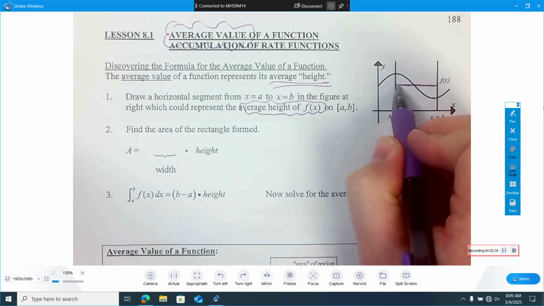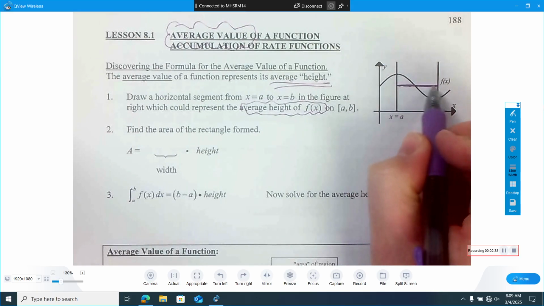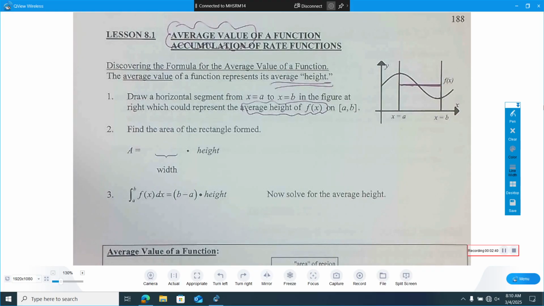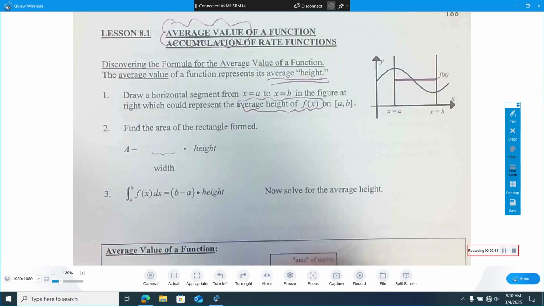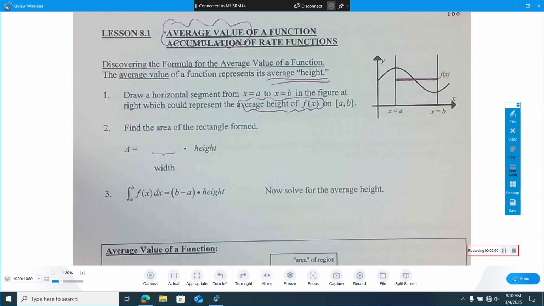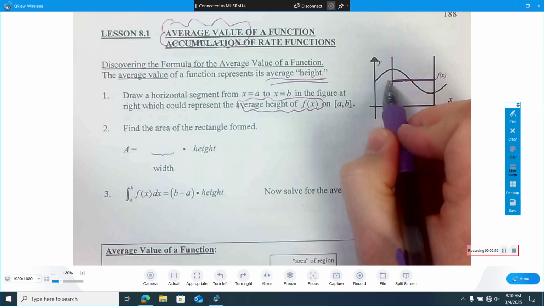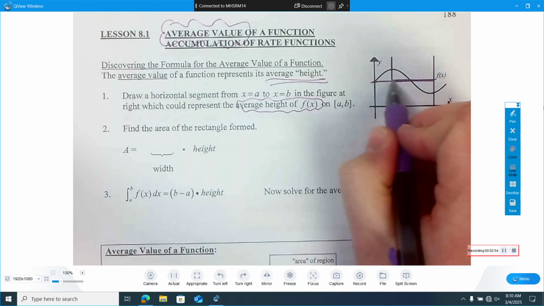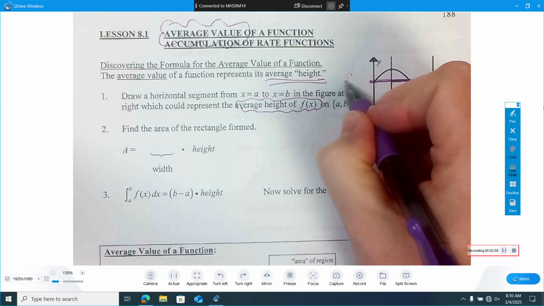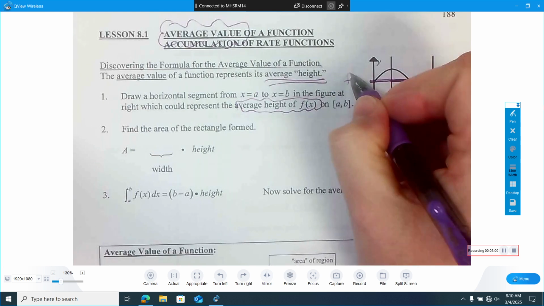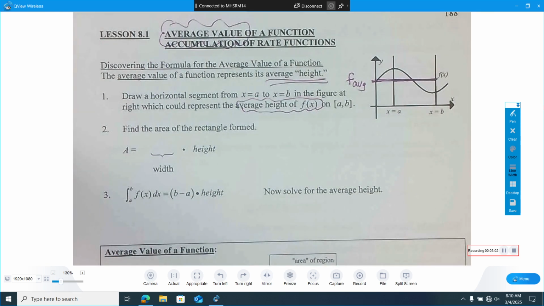Maybe about there. Splitting the difference, right? Isn't that what you do? So yeah, that's probably about the average height. Maybe I'm a little high there. Maybe I put it a little lower. I don't know, somewhere about there. Okay, I'm going to connect that all the way over here. All right, so I might call that my f average, my function average, roughly there.